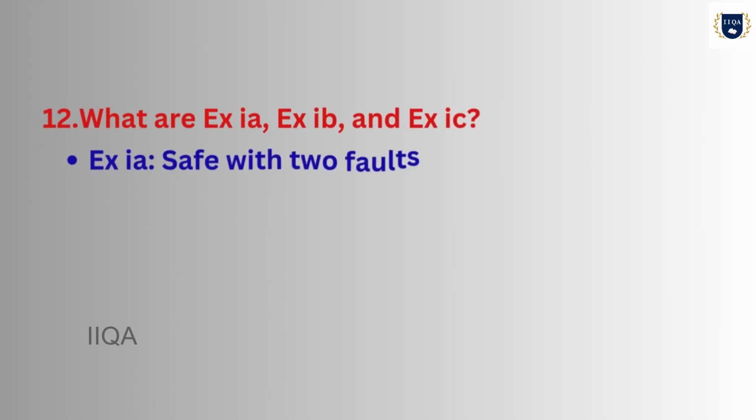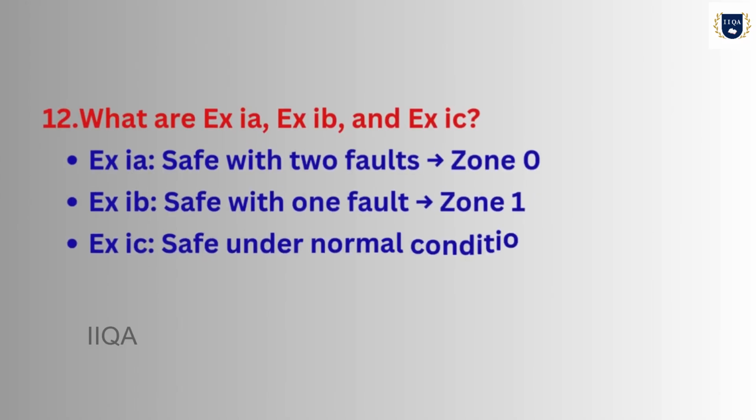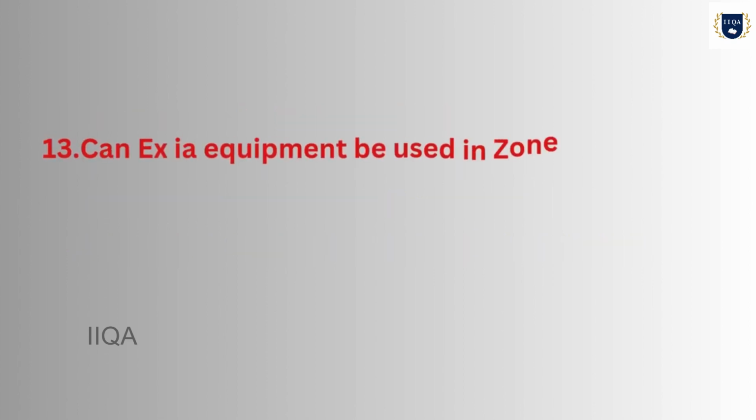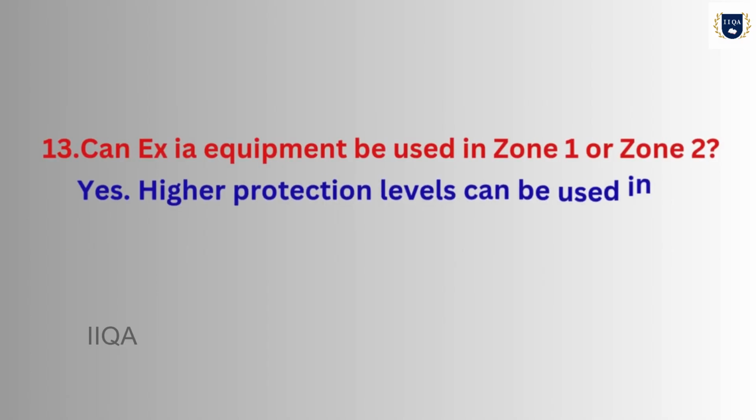What are Ex ia, Ex ib, and Ex ic? Ex ia, safe with 2 faults, Zone 0. Ex ib, safe with 1 fault, Zone 1. Ex ic, safe under normal conditions, Zone 2. Can Ex ia equipment be used in Zone 1 or Zone 2? Yes. Higher protection levels can be used in lower risk zones.